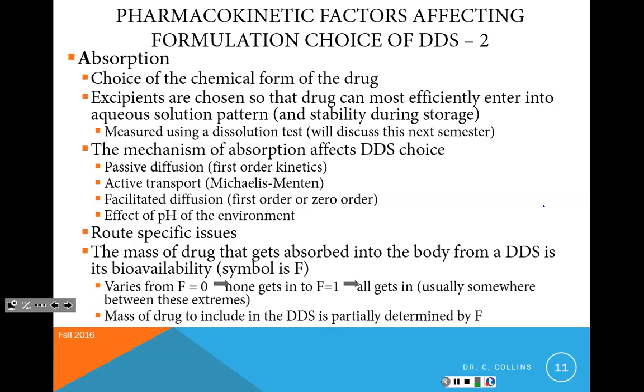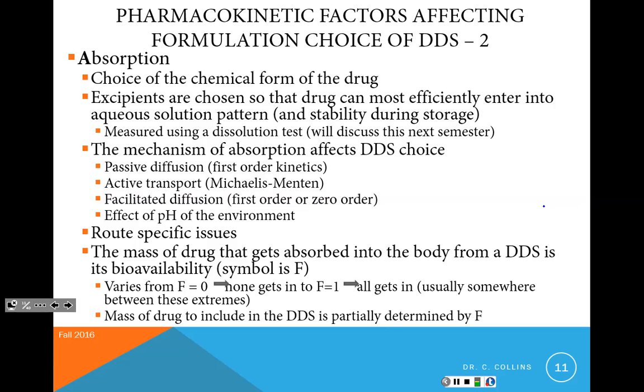Absorption, choice of chemical form again, which is the more soluble, which is the more water soluble. And this may have to deal with pH as well, whether it's ionized or unionized at biological pHs. So we may have to add ingredients to alter that. Excipients may be chosen to help it go into solution. A surface active agent or a surfactant may be added to facilitate it going into solution.